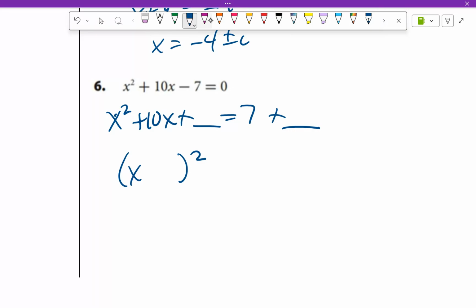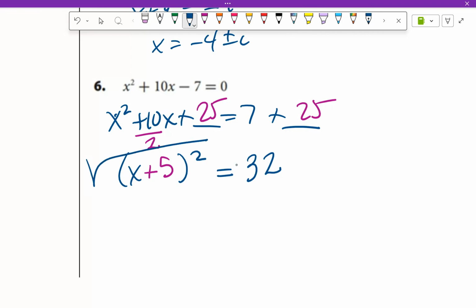Okay. What do I need to do now? Divide 10 by 2. What do we get? 5. What do I do to the 5? Square it. So 25 to both sides. All right, what's 7 plus 25? Oh, that wasn't very nice of me, was it? All right, how do I undo the square? Square root, what has to go in front?